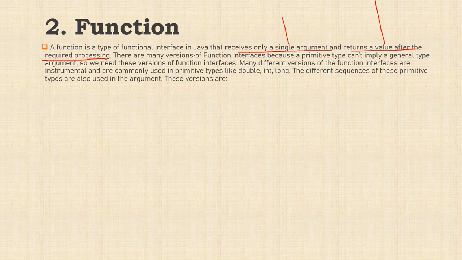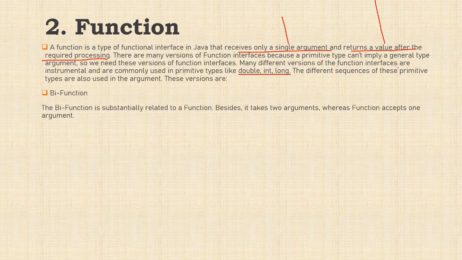So there are many versions of the function interface, because a primitive type can't be used as a general type argument, so we need these versions of the function interface. Many different versions are commonly used for primitive types like double, int. So like this you have the option to use double, int, long.